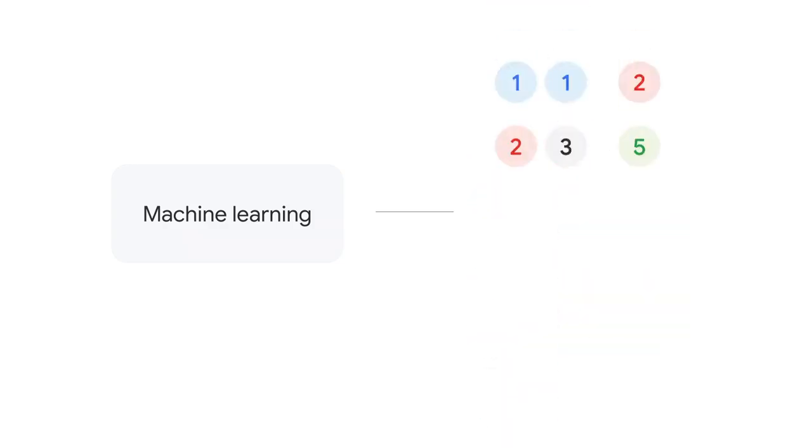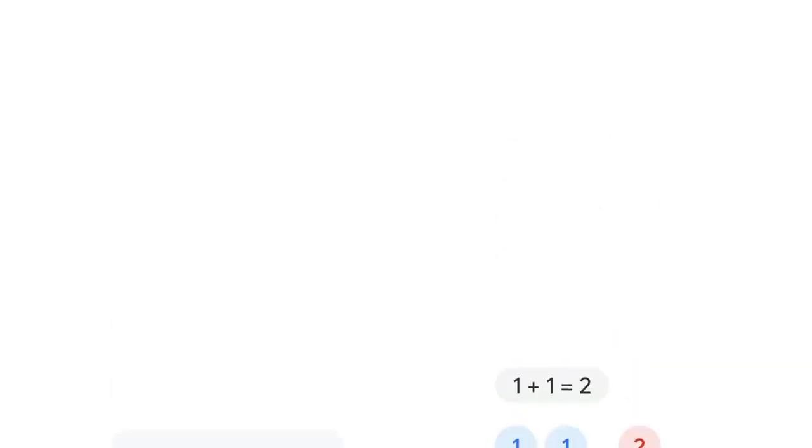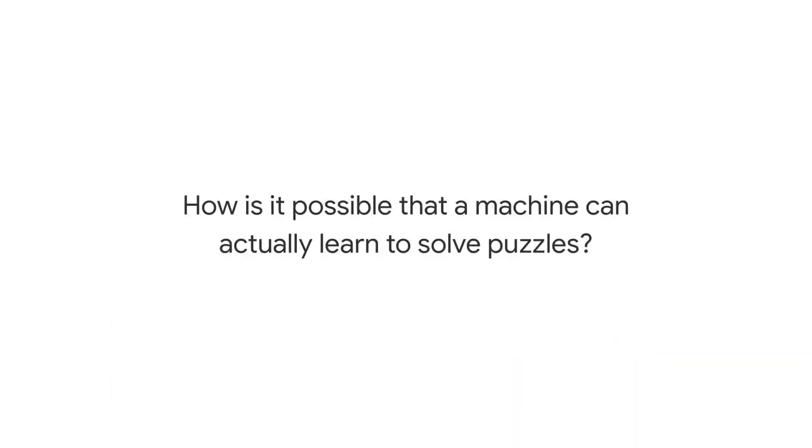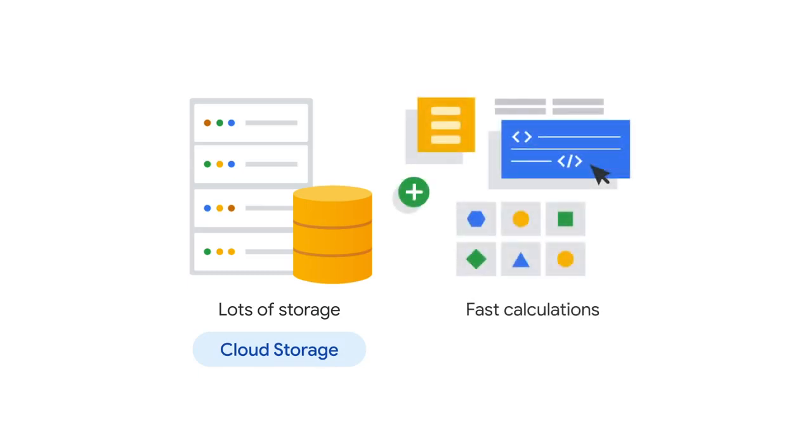So instead of telling a machine how to do addition, you give it pairs of numbers and the answers. For example, 1, 1, and 2; 2, 3, and 5. You then ask it to figure out how to do addition on its own. But how is it possible that a machine can actually learn to solve puzzles? For machine learning to be successful, you'll need lots of storage, like what's available with cloud storage, and the ability to make fast calculations, like with cloud computing.